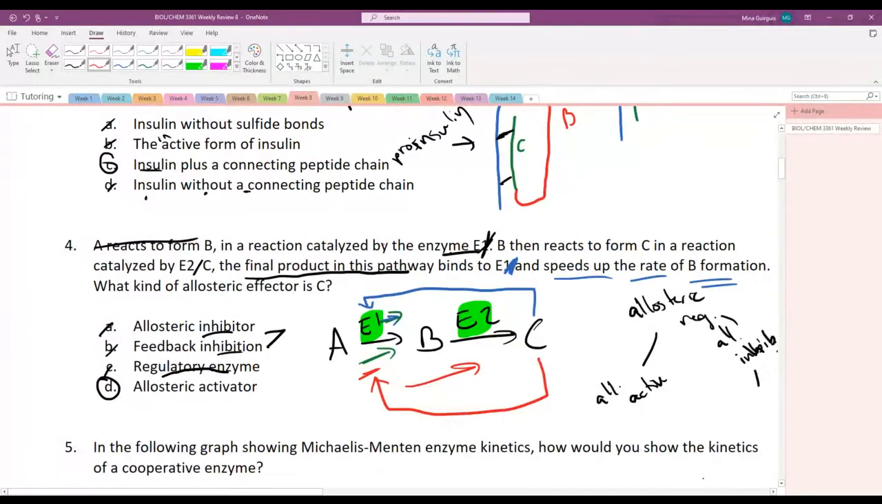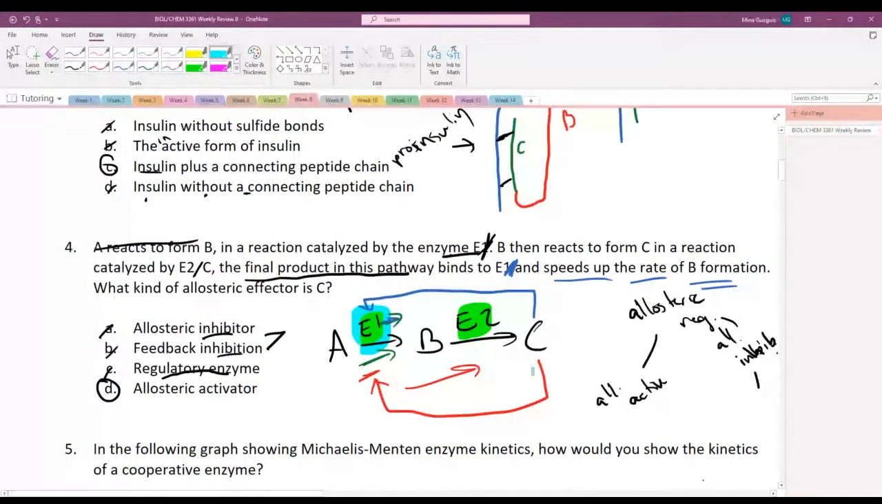Okay? That's feedback inhibition, which is a type of allosteric inhibition. Now, I said the regulatory enzyme, well, enzymes are the things I highlighted in green, right? The regulatory enzyme is specifically this one.